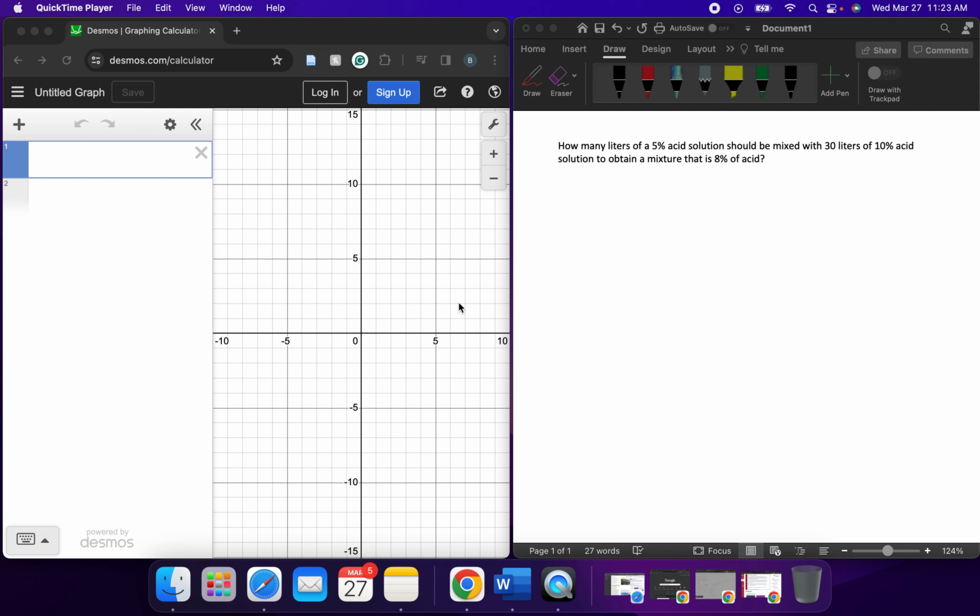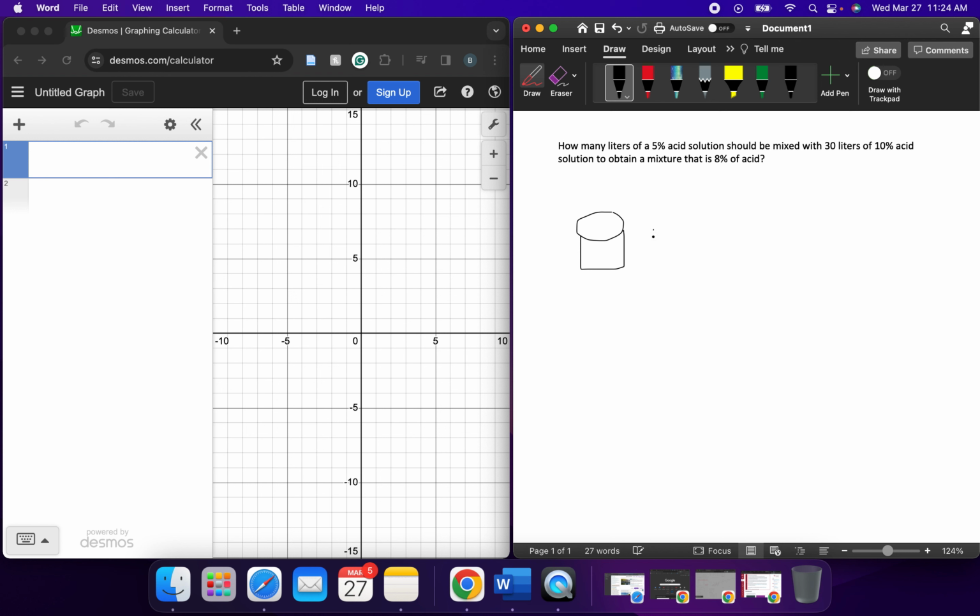Mixture problem using Desmos. So here we have a mixture problem that tells us how many liters of a 5% acid solution should be mixed with 30 liters of a 10% acid solution to obtain a mixture that is 8% of acid. So what we're going to do is draw out some containers to represent our mixture here. We're mixing two things together to create our mixture.